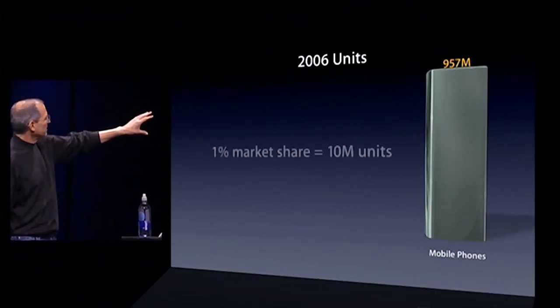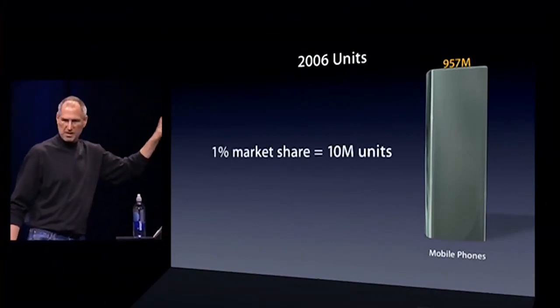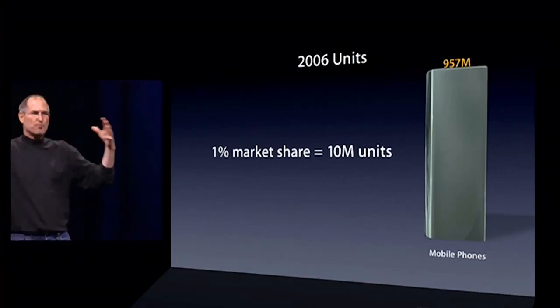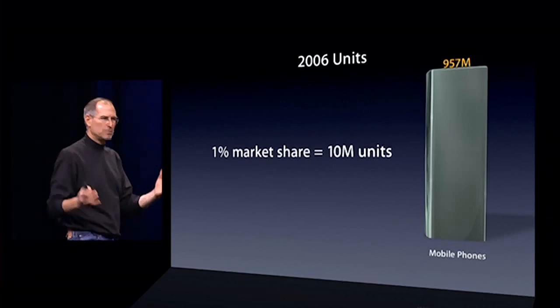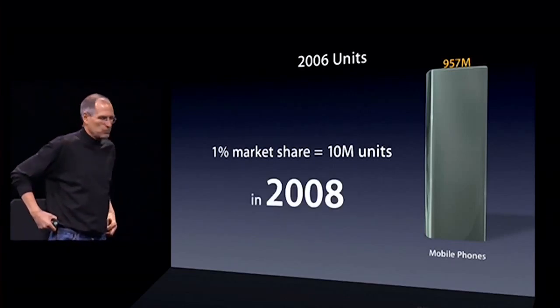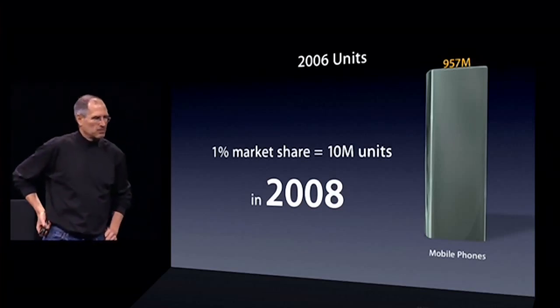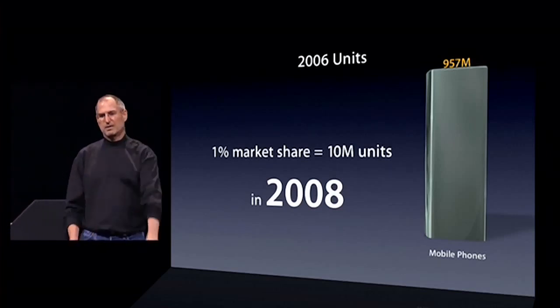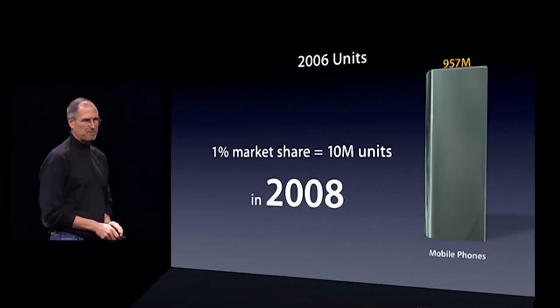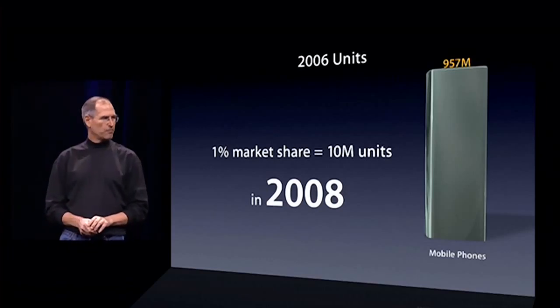So what does this tell you? What this tells you is that 1% market share equals 10 million units. This is a giant market. If you get just 1% market share, you're going to sell 10 million phones. And this is exactly what we're going to try to do in 2008, our first full year in the market: grab 1% market share and go from there. We're going to enter a very competitive market, a lot of players. We think we're going to have the best product in the world, and we're going to go for it and see if we can get 1% market share, 10 million units in 2008, and go from there.